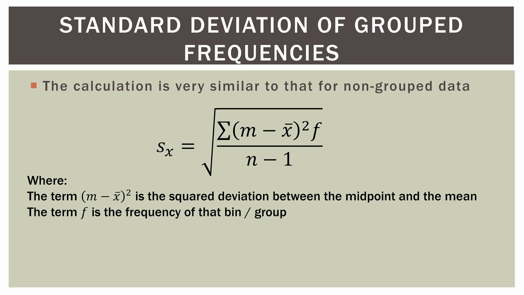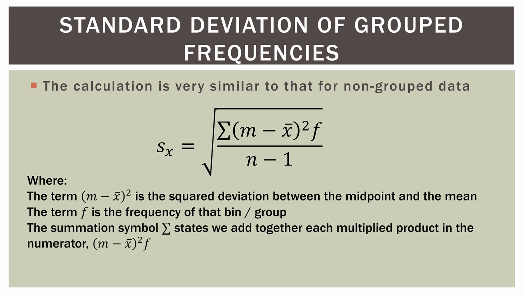f is the frequency of that bin or group. We saw that in the previous table. The summation symbol states that we add together all of those products. So we take m minus x bar squared, multiply it by f, and we get a value. Then we do it again for the next bin, and the next bin, and the next bin, and then we add all those together. And the term n minus 1 is the sample size minus 1. So this is actually similar to the typical standard deviation calculation we might do for other quantitative data.